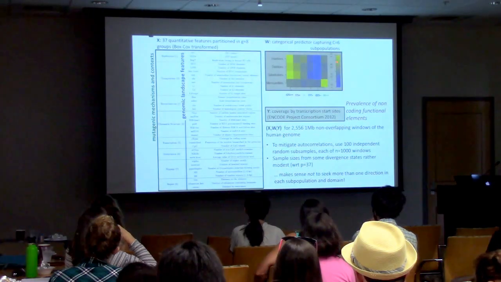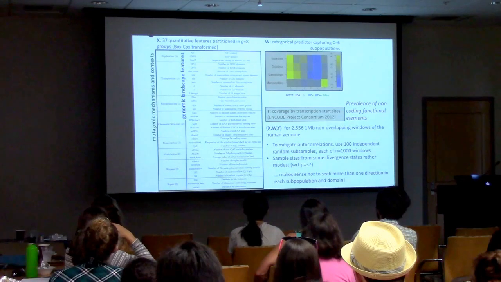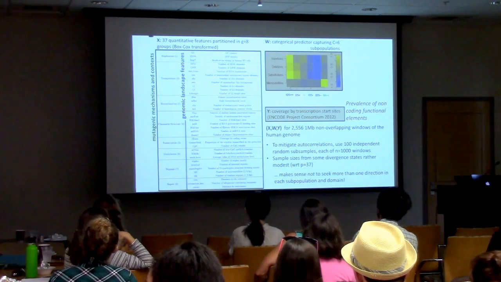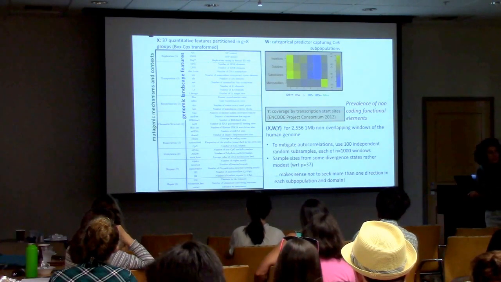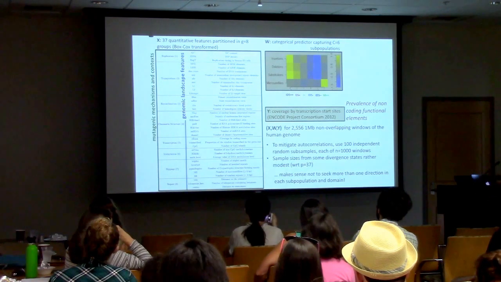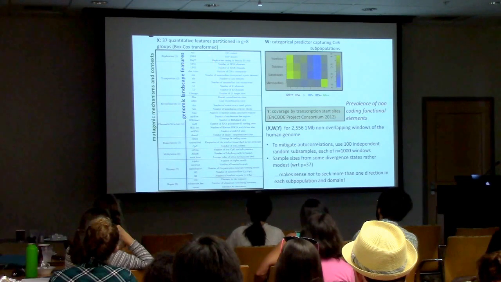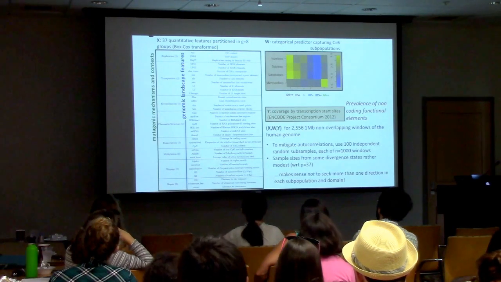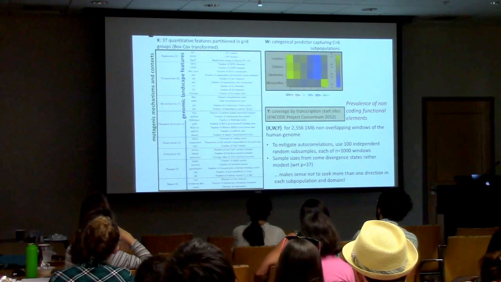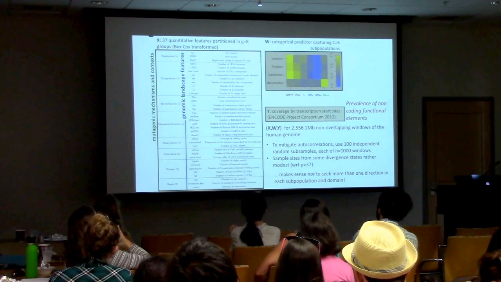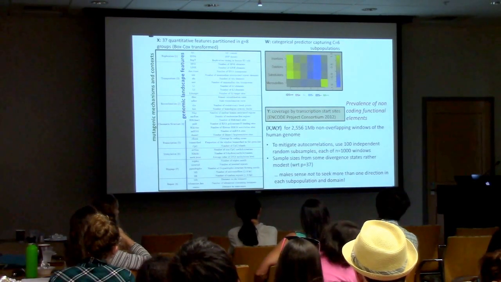We had these, which represent a categorical predictor. They separate units, which in this case are windows, into groups. And then we had 37 features that we measured in windows, things that in our research group we call genomic landscape variables.